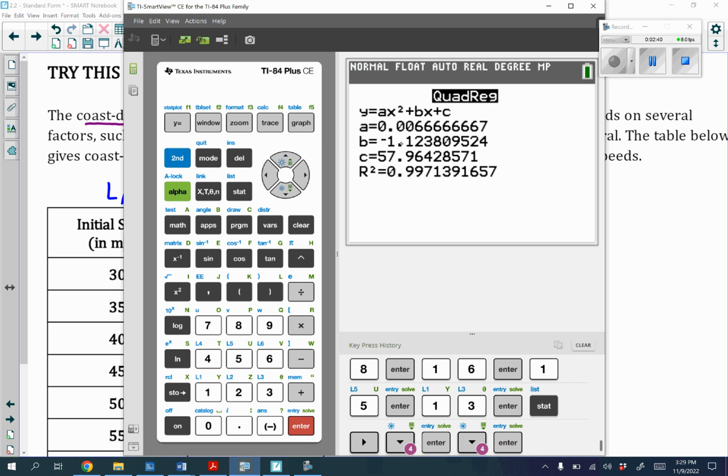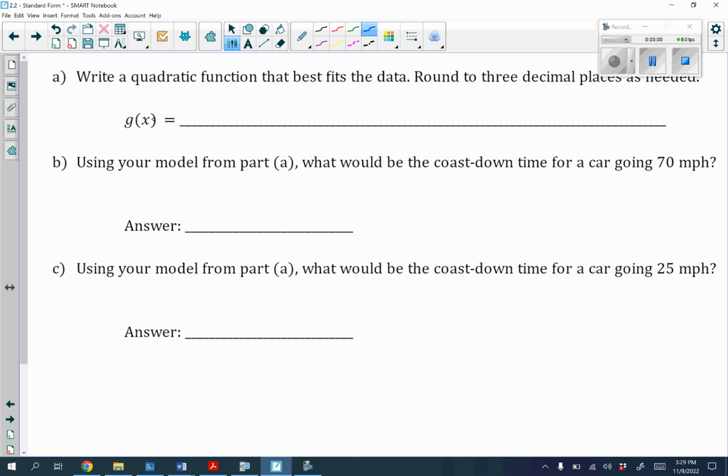In part A, it does say round to 3 decimal places as needed. It is in the instructions for part A of your notes. So for our a value, we have 0.007, b is going to be negative 1.124, and c is 57.964. Let's go ahead and write that for part A of this problem. They already give us our g of x, so we're just using our values. Once again, it told you to round to 3 decimal places, so read the instructions carefully.